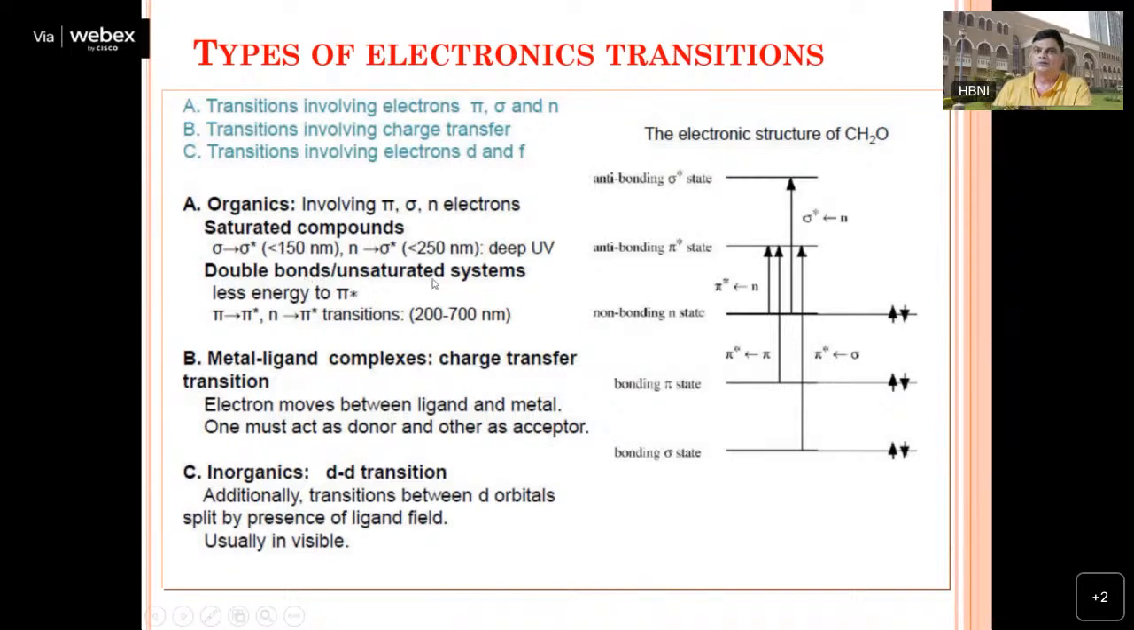Whereas in the case of a double bond, an unsaturated system, less energy is required. So most of the transitions involve pi to pi star, and then n to pi star transitions, which come in the 200 to 700 nanometer region.